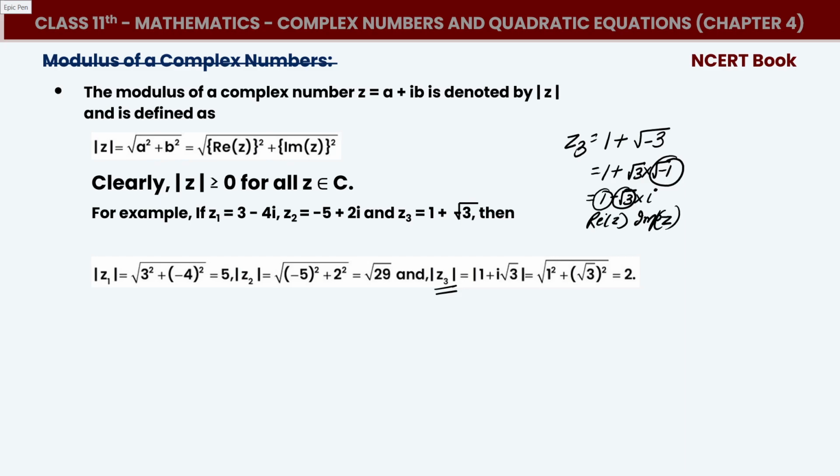Imaginary part of z. So what is the formula? Under root of a square plus b square. So students, let's apply the formula. This is 1 square, this is root 3, so root 3 whole square.